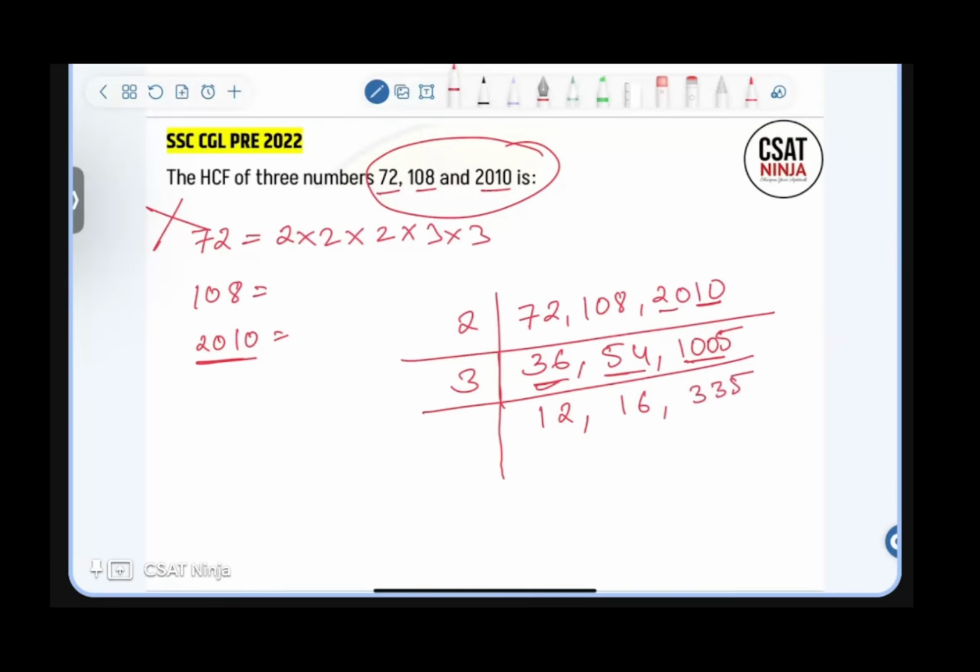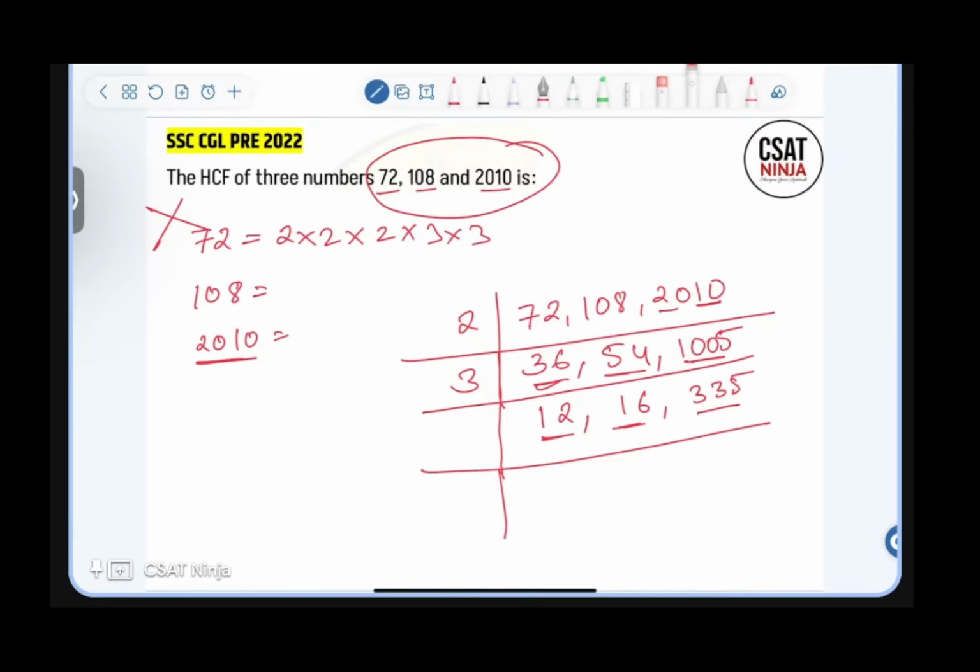Now again, you go on until you have a number that can divide these three numbers. You will stop when you don't have any number that can divide all three of them. If a number can divide two of them but not the third one, then you'll have to stop there and multiply these divisors. That will be your HCF.